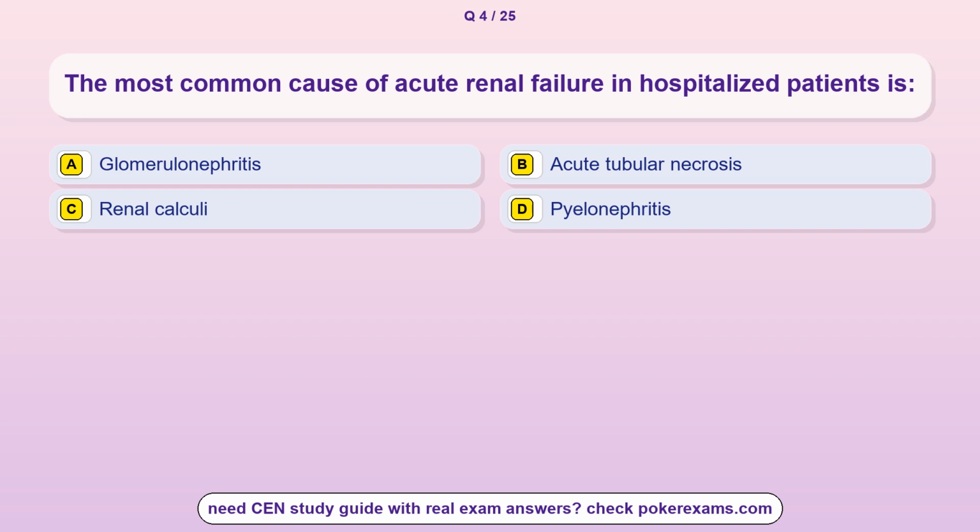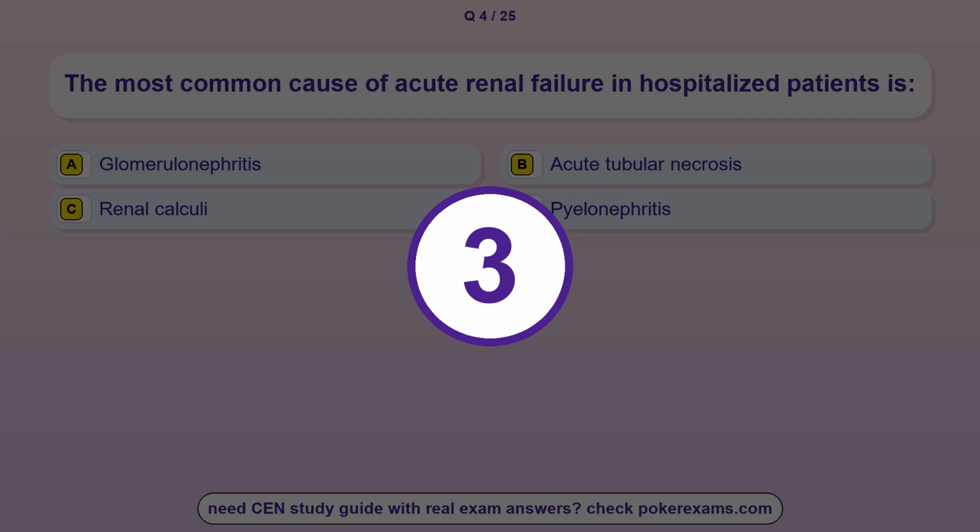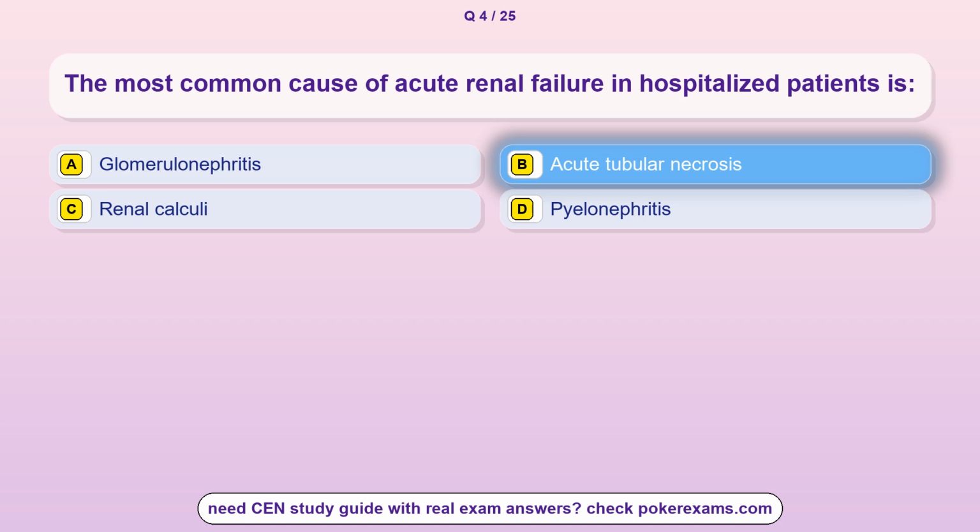Question 4. The most common cause of acute renal failure in hospitalized patients is: Option A, glomerulonephritis. Option B, acute tubular necrosis. Option C, renal calculi. Option D, pyelonephritis. The correct answer is option B, acute tubular necrosis.